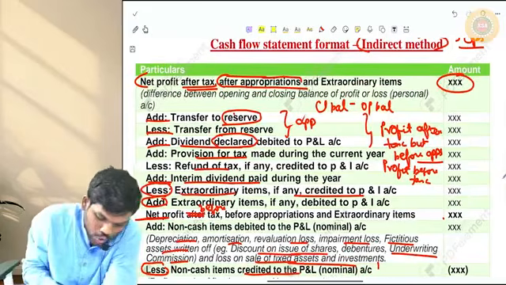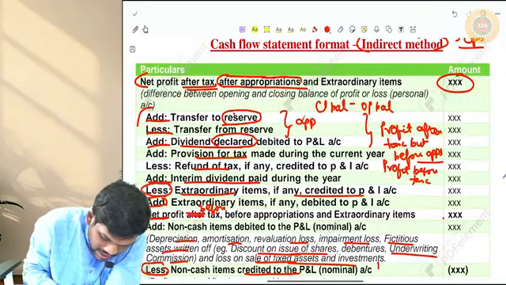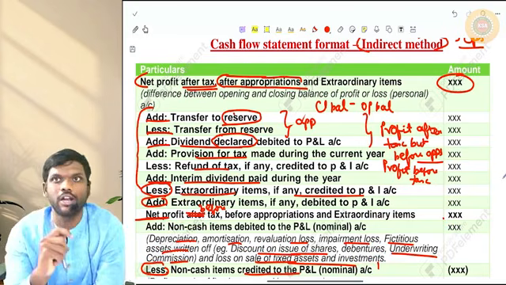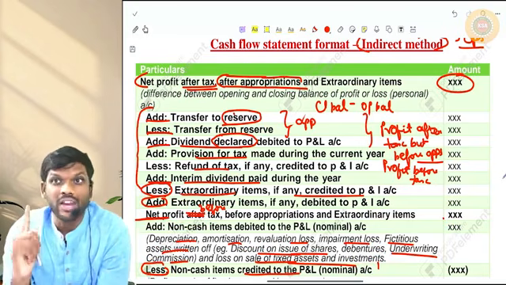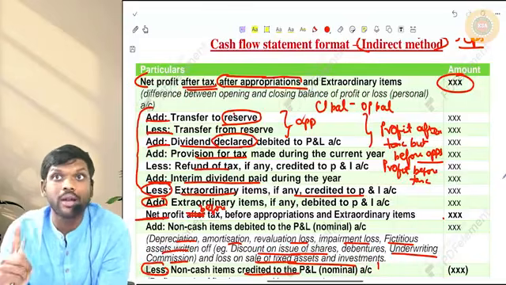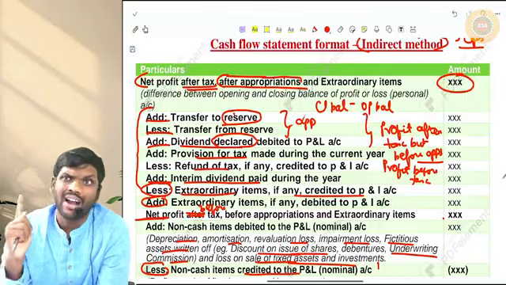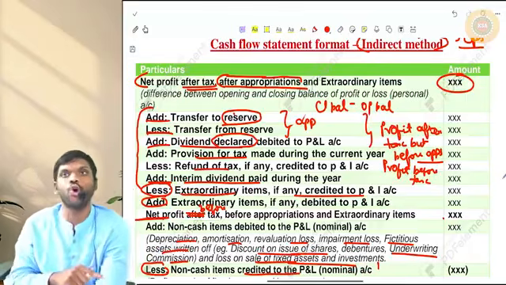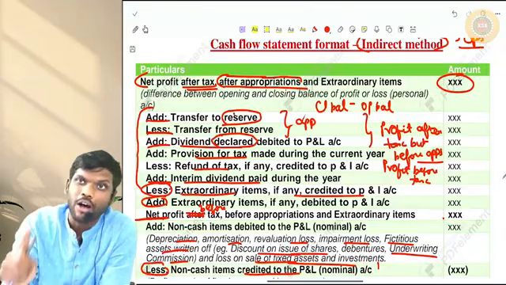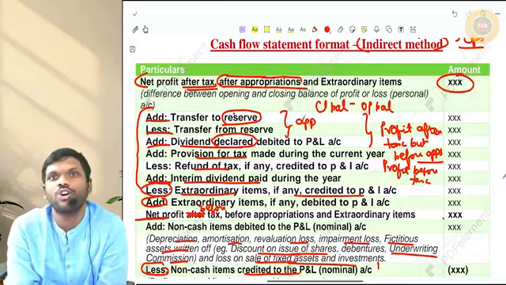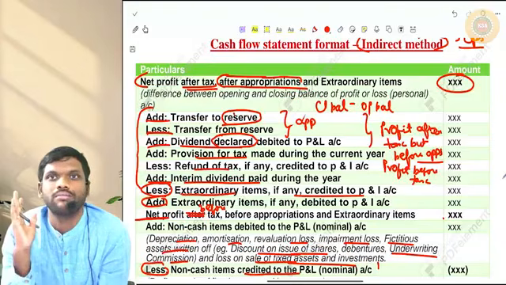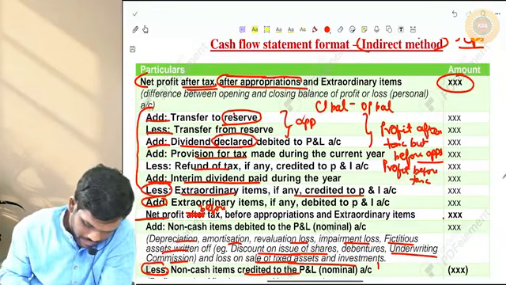Appropriations are not there, so you should not again do all these reserves and dividend related adjustments. If you do it again, it will become double counting. Your answer will not match. That is why I am telling you it is very, very important to be sensible and understand your starting point. Only if your starting point is net profit after tax and after appropriations, then you do all these appropriation adjustments. But if what is given in the question itself is net profit before appropriations, then you need not do all these adjustments. Please have that clarity in your mind. That is very, very important.